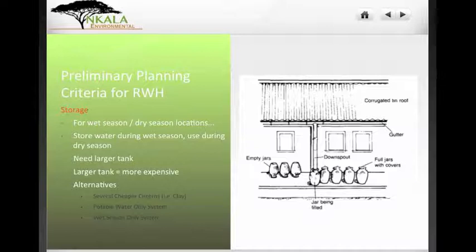Another alternative is, rather than trying to have a system where you're trying to supply all of your needs or even most of your needs with rainwater, you can use a potable water only system, where you're only using your rainwater to drink and to cook with, maybe a little bit of personal hygiene. All right, and so you're only using it to drink and cook, and you're using another water source to wash your clothes and bathe.